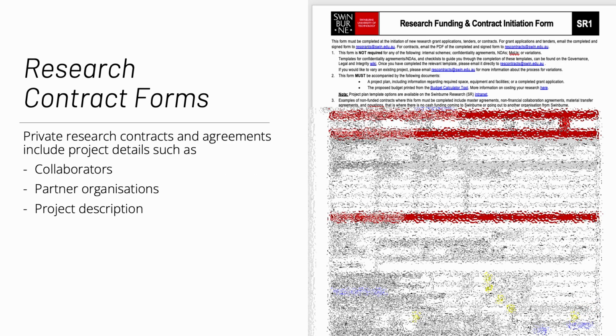So in a lot of universities, the information about contract research, philanthropy funding, and a lot of non-competitive grants is still available in the form of research contracts and other internal forms. So in this case, in Swinburne University, we have a form that's called SR1, and that one has most of the information that we were looking for. It has collaborators, it has a list of partner organizations, it has a project description. It basically provides a lot of metadata that would help us to understand the digital footprint of research, and it is a wealth of information for knowledge mining.